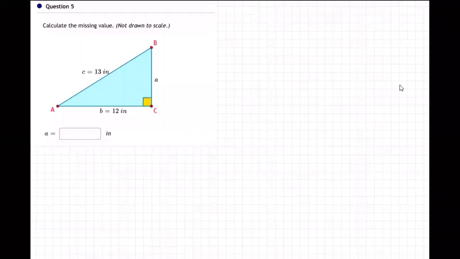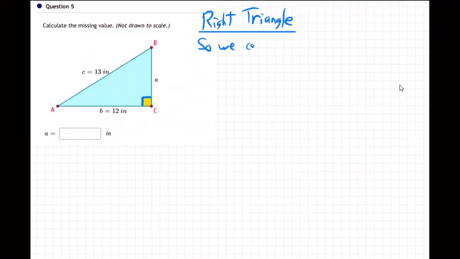Okay, so on this one, they're giving us a triangle, and not just any triangle. It's a right triangle. Did you notice that right angle right there? It's a right triangle because of this right angle. And so whenever you have a right triangle, we can use what's called the Pythagorean theorem.